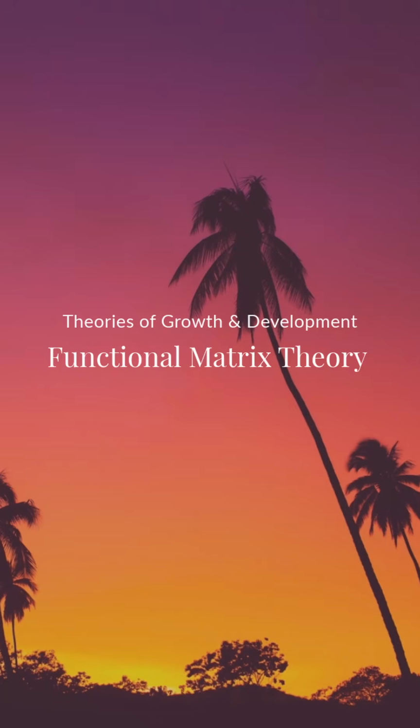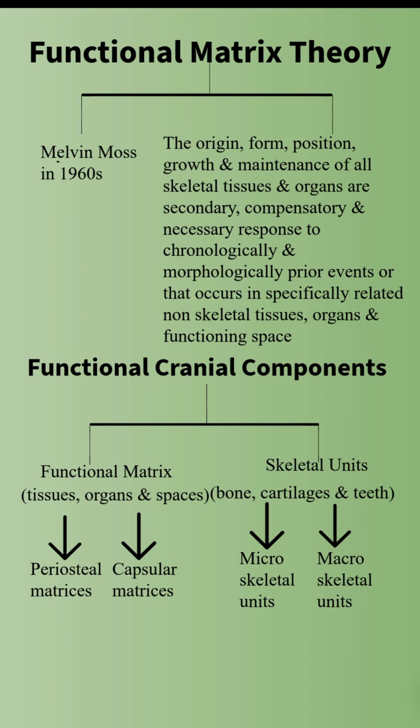Theories of Growth and Development, Part 5: Functional Matrix Theory. It was introduced by Melvin Moss in the 1960s. He shifted focus from genetic blueprint to dynamic environmental response and said that the origin, form, position, growth and maintenance of all skeletal tissues and organs are secondary, compensatory and necessary responses to chronologically and morphologically prior events that occur in specifically related non-skeletal tissues, organs, and functioning space.